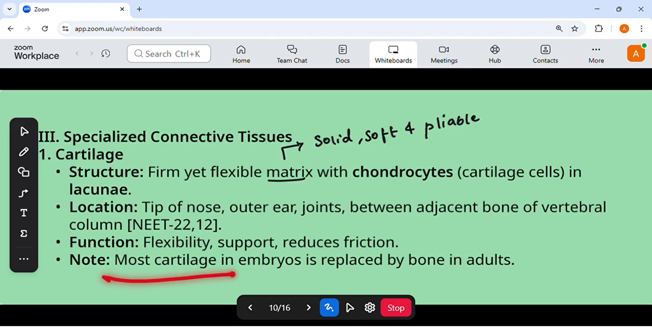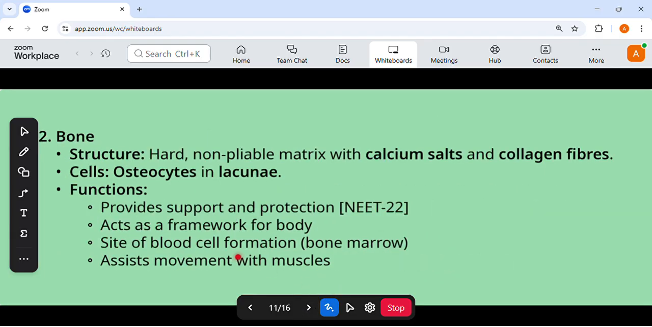Okay. And mostly what happens, cartilage gets converted or replaced by bone in adults. In the embryonic stage mostly cartilage is present, but as we grow up into the adult, it gets converted into bone. Clear? Moving further with the bone. So bone is basically a hard non-pliable matrix with calcium salt and collagen fiber, as well as ossein protein.